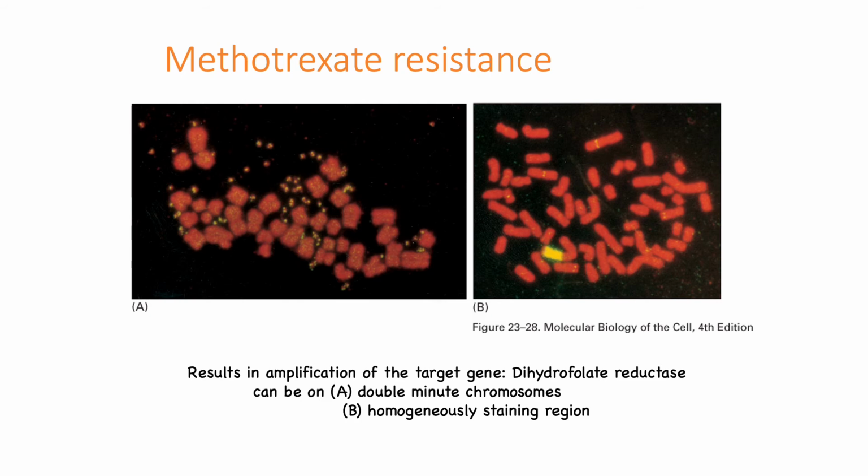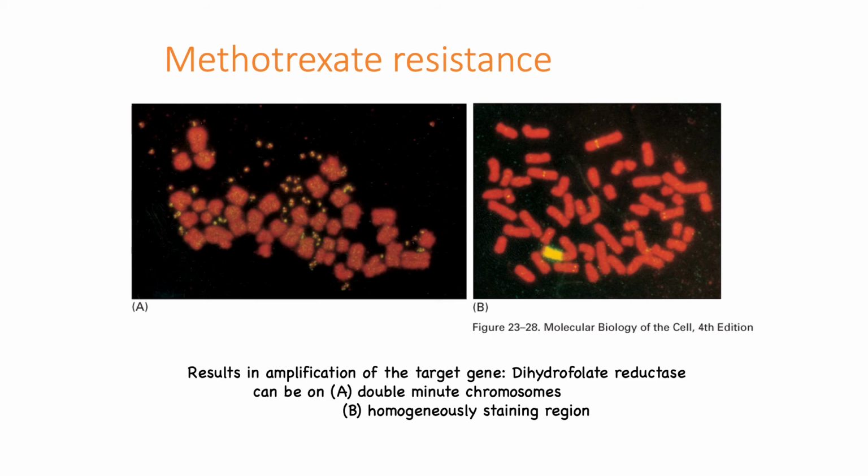And that's what we're seeing on the right here, this big yellow area, and that's due to probing it with a fluorescent probe to the dihydrofolate reductase gene. And this is sometimes called a homogeneously staining region because unlike the rest of the genome that forms this consistent banding pattern when you use a dye like Giemsa, the homogeneously staining region, or HSR, does not show any kind of banding pattern.